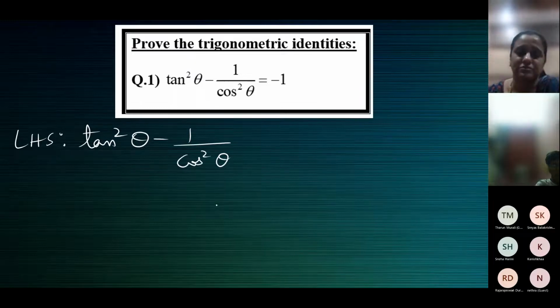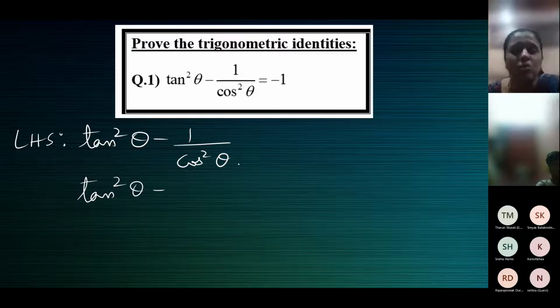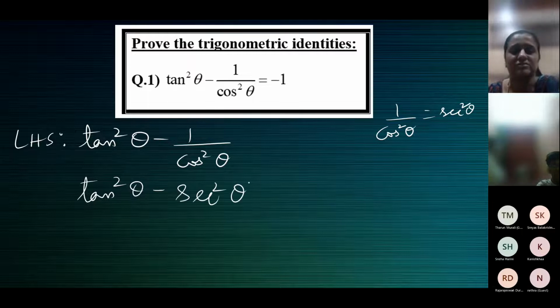Take up this. Now you'll have to work this and get the answer as -1. If you get -1, which is the RHS, you have proved the identity. So see here, tan square theta minus, what is 1 by cos square theta? What is 1 by cos theta? Secant theta. What is 1 by cos square theta? Secant square theta. So I can write secant square theta.